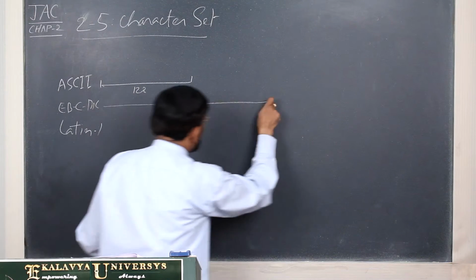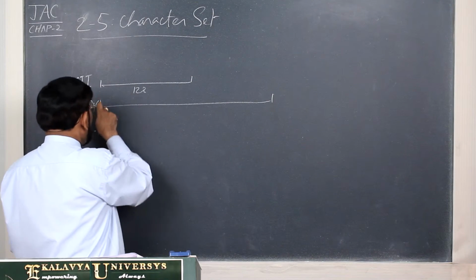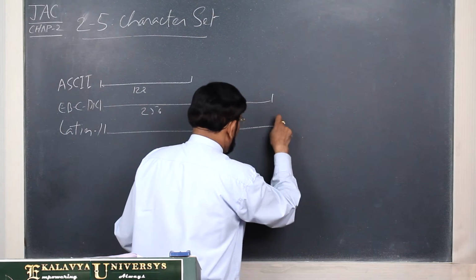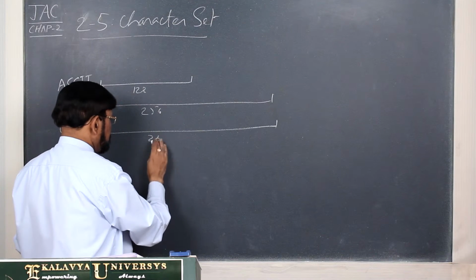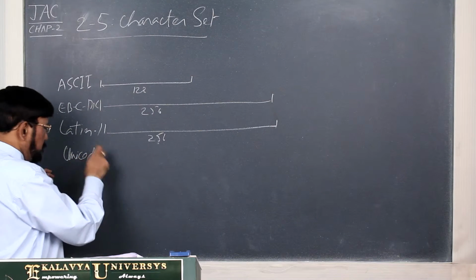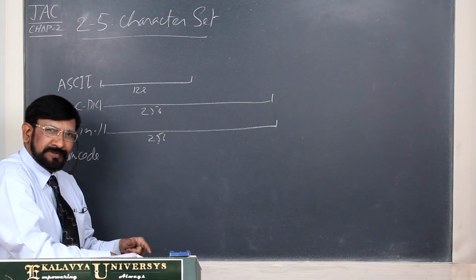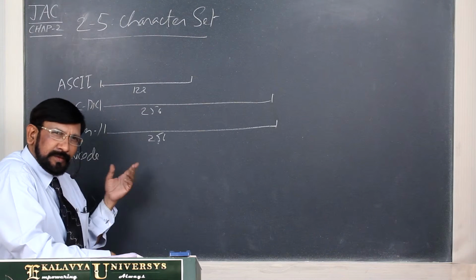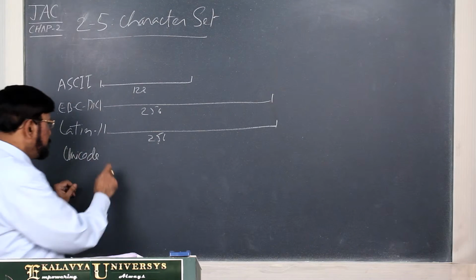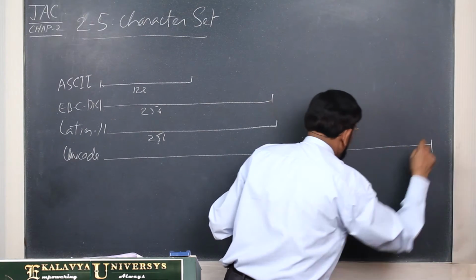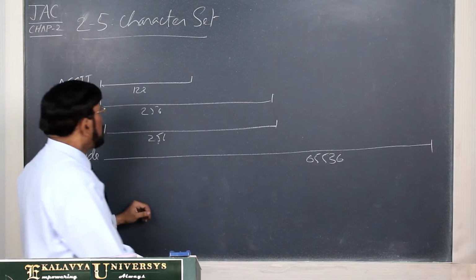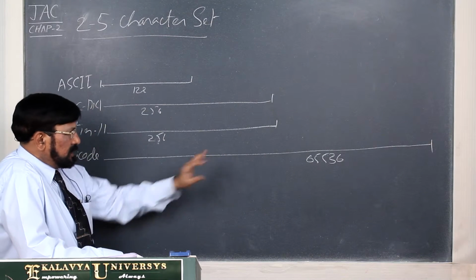Now you see, this is 256 characters, and Latin 1 also 256 characters, and this is Unicode. In view of internationalization, Unicode is developed. For all the international languages, it wants to provide coding schemes. Then, this is 65,536.